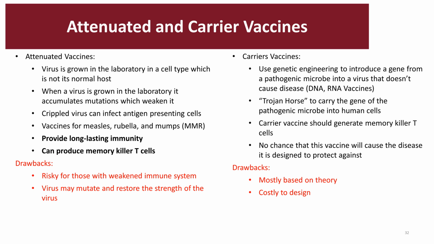A carrier vaccine is one in which the vaccine preparation utilizes genetic engineering to introduce a gene or genes of a pathogenic microbe into a virus that doesn't cause disease, usually the DNA and RNA vaccines. Think of this as a Trojan horse concept, where it carries a gene of a pathogenic microbe into the human cell. The carrier vaccine should not generate any memory killer T cells, and there's also no chance that this vaccine will cause disease because it doesn't have all the genetic information to code for it. Only one or a few of the pathogen's many genes is carried in this vaccine. So the drawbacks to this is that there is quite a bit of theory. It's very costly to design, and this is the foundation of the SARS-CoV-2 vaccine.